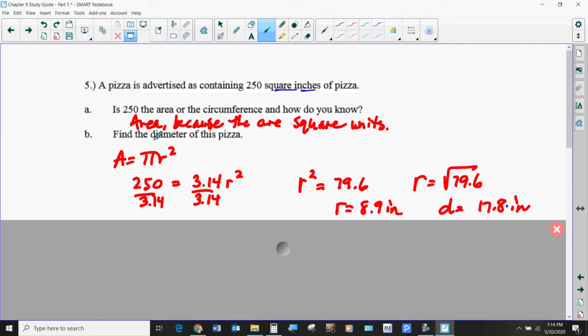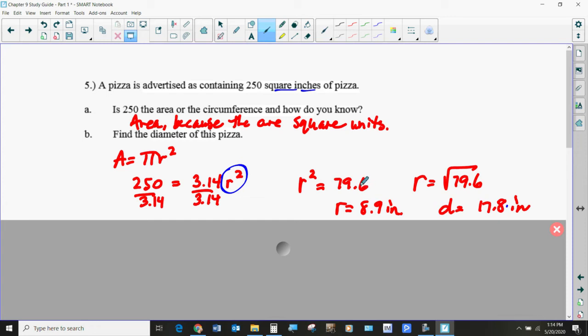talk ourselves through this. If we know that the area is 250 square inches, and we know that you multiply pi times the radius squared, then the pi is the known amount. That's not the variable. The variable is the r. So if we divide each side by pi, then we're going to isolate our r squared. So it turns out 250 divided by pi is around 79.6. So now what number would you multiply times itself to give you 79.6 for an answer?